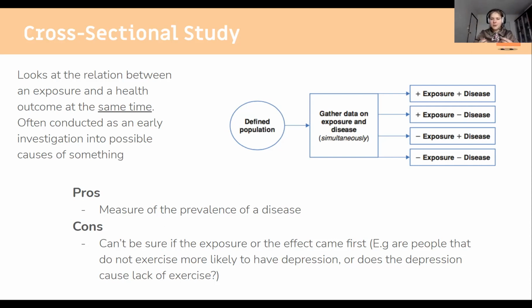The problem here is we don't actually know what's the cause and what's the effect. So we think something's an exposure, but we don't actually know. Like with depression and exercise, does a lack of exercise contribute to depression, or does depression contribute to a lack of exercise? So it's a bit harder with a cross-sectional study.